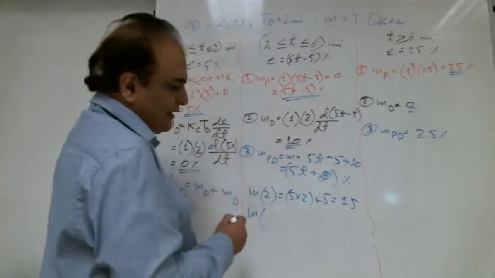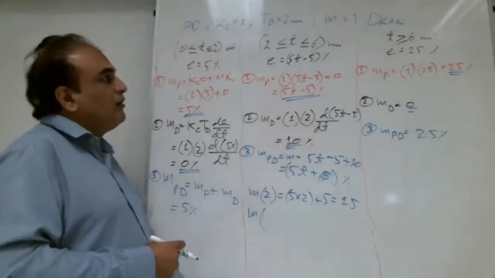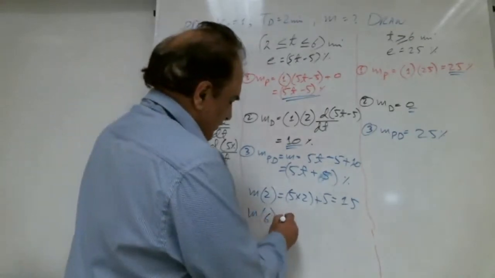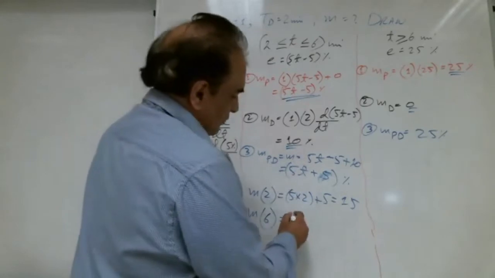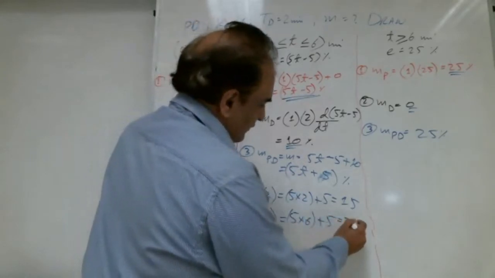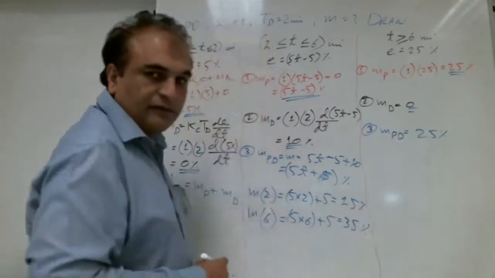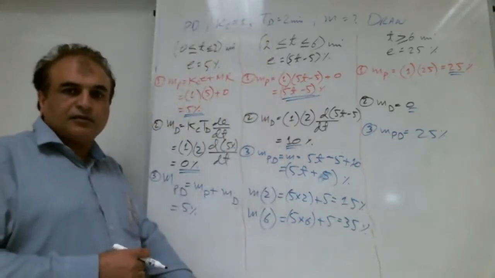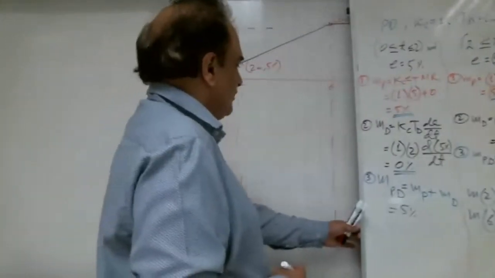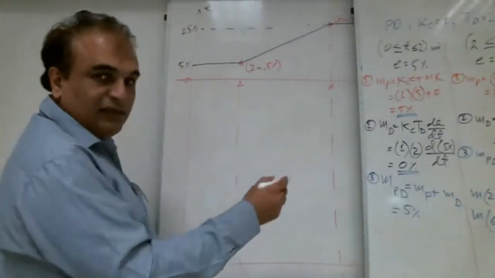And what should be the second value? Will be 6. That's good. Lot of brothers are writing 6. So M of 6, 5 into 6 plus 5, 35%. That's good. Lot of brothers are writing 35. Very good. Okay, Shabab. Now it will raise to where?